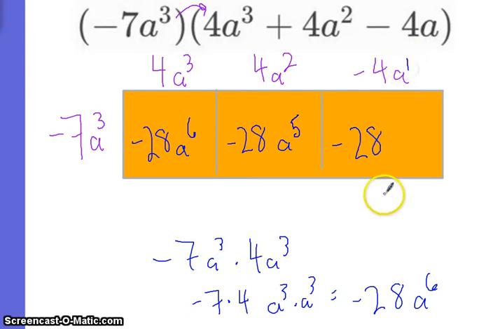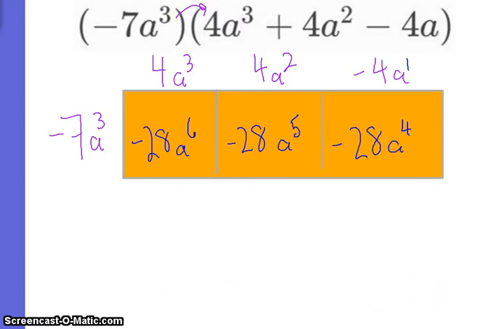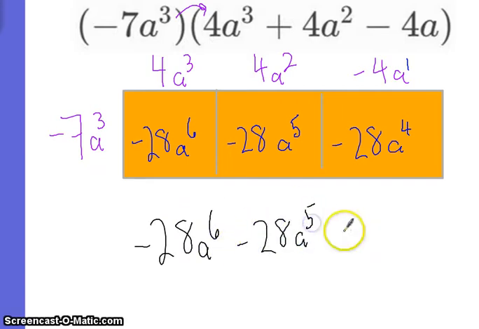And then the last term is negative 28. I'm going to put a 1 here to remind myself there is an a there. 3 on the side plus 1 on the top make 4. And each one of these terms, a to the 6th, a to the 5th, and a to the 4th, all have a different rank, so I can't add them together. And now I'm ready to write my final answer. Negative 28 a to the 6th, negative 28 a to the 5th, and negative 28 a to the 4th.